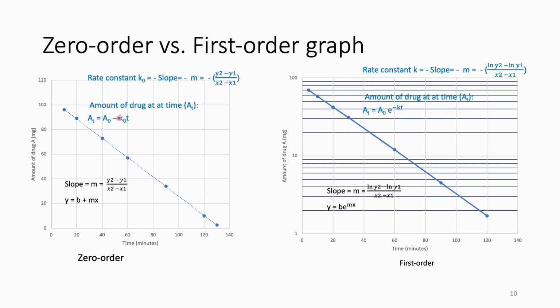K you can calculate from any 2 pair points here. So A0 is known, K is known. To calculate the amount of drug in the plasma at a certain time t, you just need to put in the value of t. For example, if t is 70 minutes, you put t as 70 here, and then you can calculate the amount of drug predicted after elimination, like after 70 minutes.